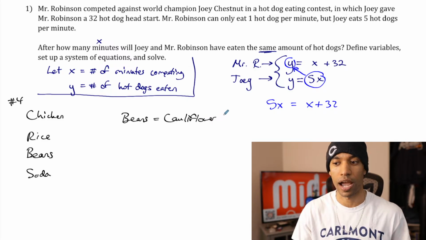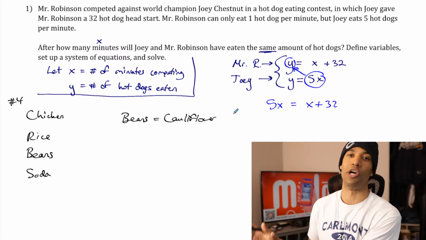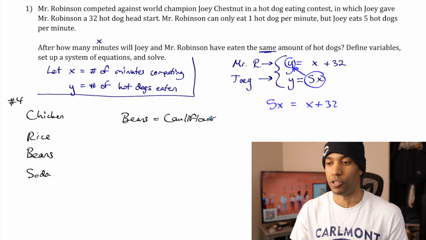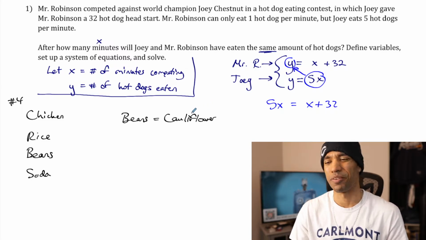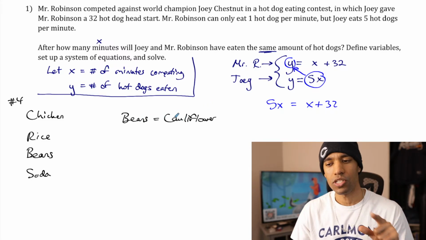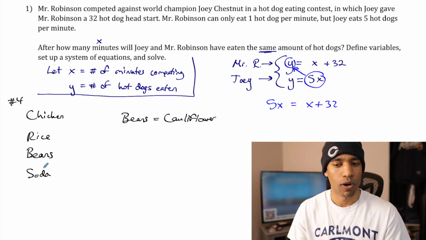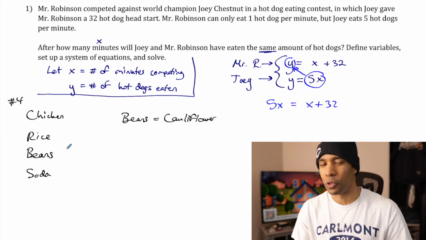Is it just W-E-R? I don't even know. I probably should have used something else. I don't know how to spell broccoli though either. Is it 2 C's, 2 L's, whatever? All right. So if beans equals cauliflower, and this is my order, what will my new order look like?